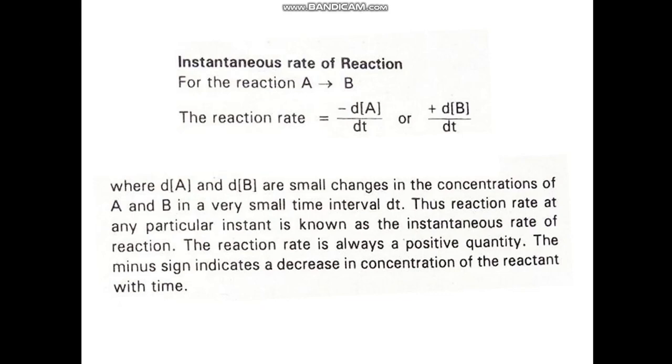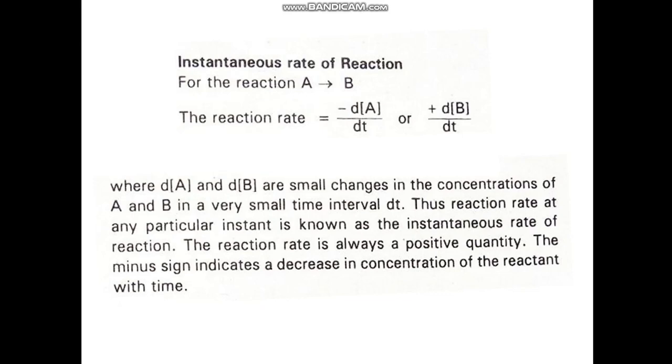The instantaneous rate of the reaction is represented by a small change in concentration divided by a small change in time, that is minus dA by dt or plus dB by dt, where minus dA by dt stands for the disappearance of A, while plus dB by dt stands for the appearance, or rate of formation, of B. That is actually the instantaneous rate of the reaction.